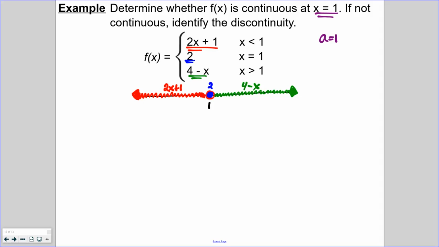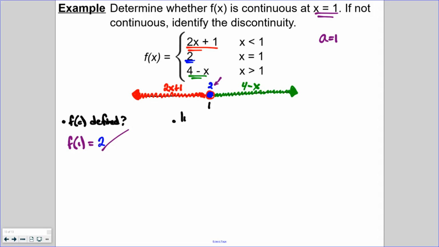Let's look at our conditions of continuity. So f of a defined. So we are trying to figure out, is f of 1 defined? So we need to figure out which piece f of 1 exists in, and as we can see, f of 1, or x equals 1, exists in the piece of 2. So that means f of 1 is just going to be 2. Boom, done, defined. Whew, nailed it.